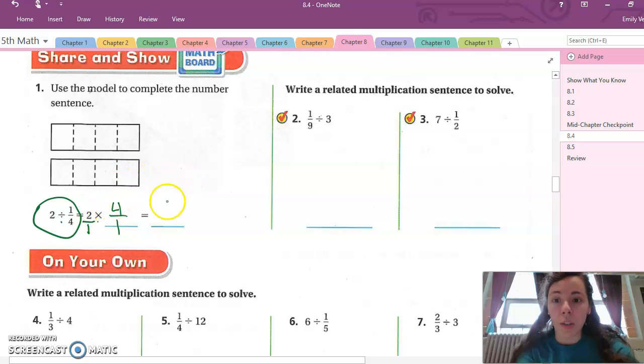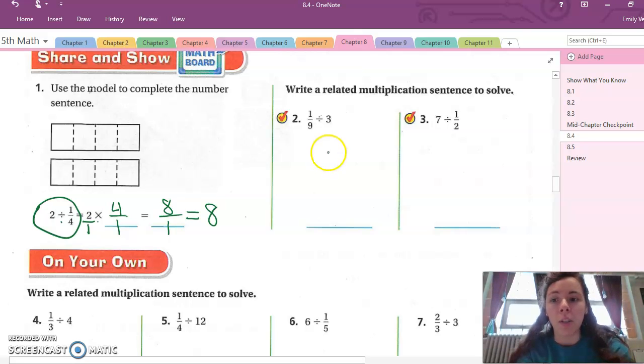2 times 4 is 8. 1 times 1 is 1. Hey, that looks awfully familiar, doesn't it? I think we just did that in an example. When I have a number over 1, what does it become? How do we simplify a number over 1? If you wrote this down, good for you. You've been paying attention. Awesome.